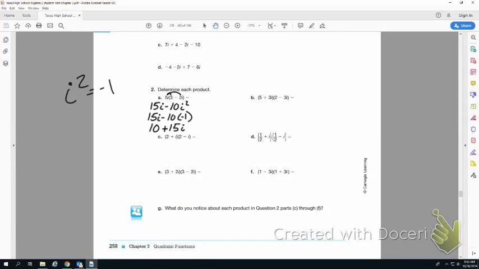Now going over to B, this is where I would do FOIL, or box method if you prefer that. So I've got 5 times 2, which gives me 10. 5 times -3i, which is -15i. 3i times 2, which is 6i. And 3i times -3i, which is -9i squared.